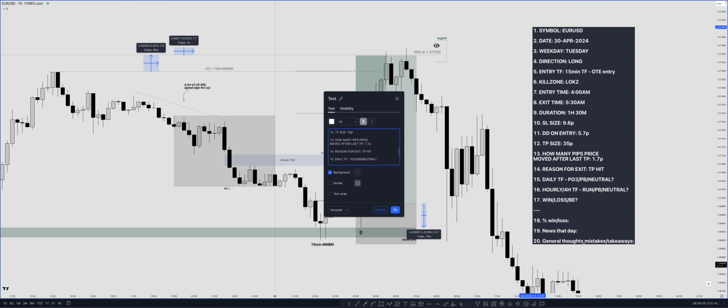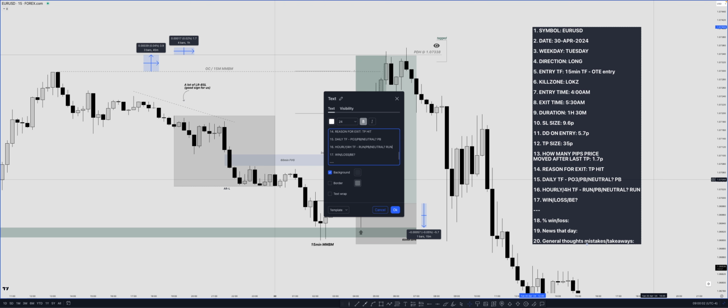But with this trade, we were moving against the main direction. So in this case, we simply type pullback. Now we move further. What comes to the hourly and 4-hour time frame? Again, run, pullback, or neutral. Here we obviously put it as run.